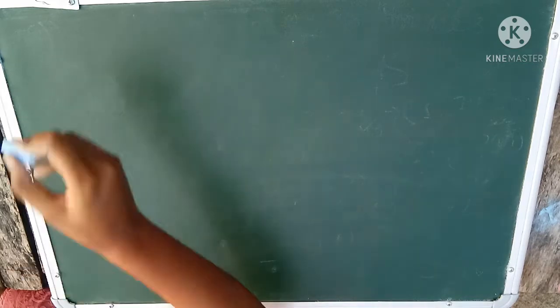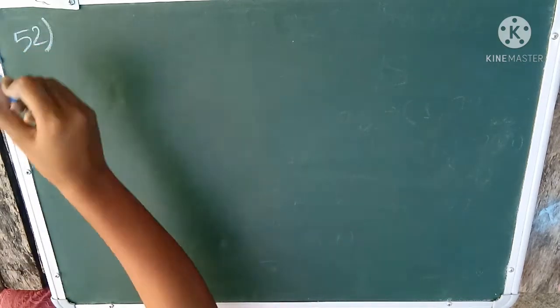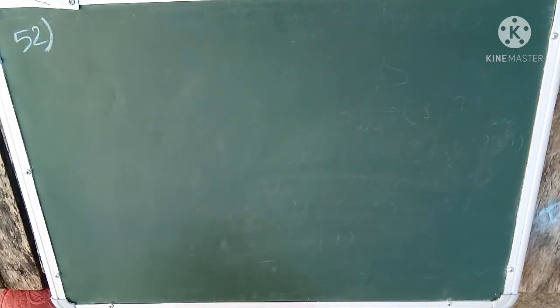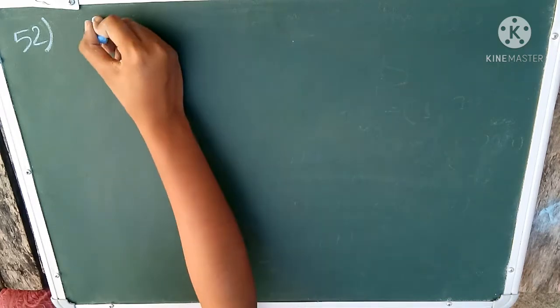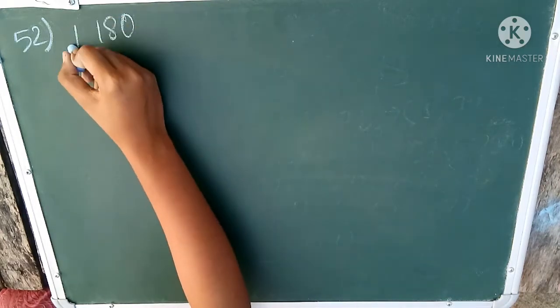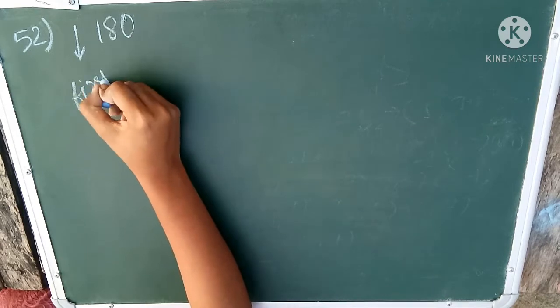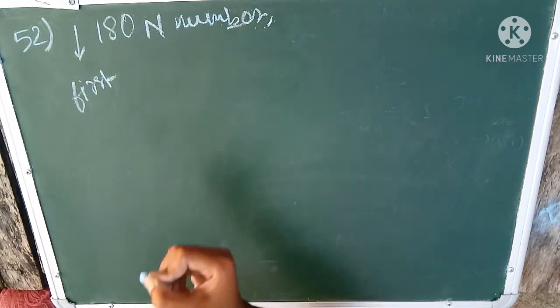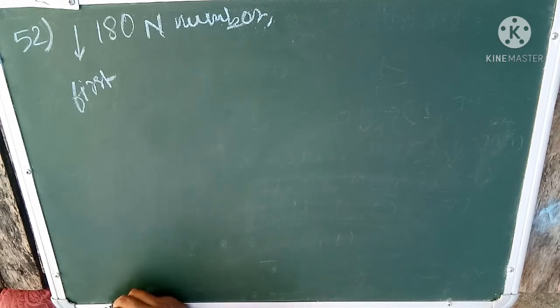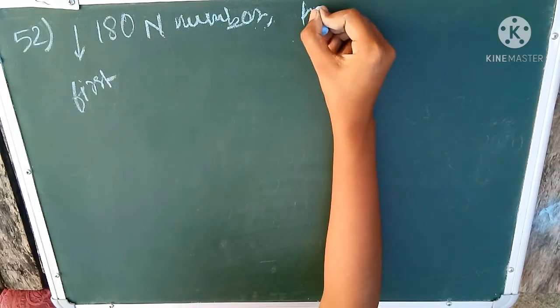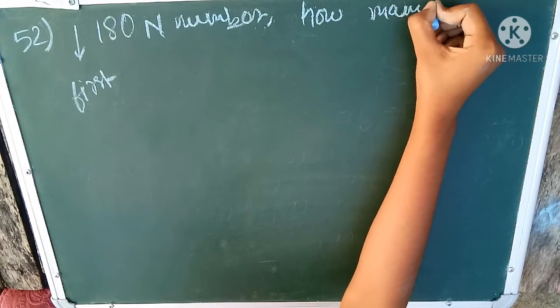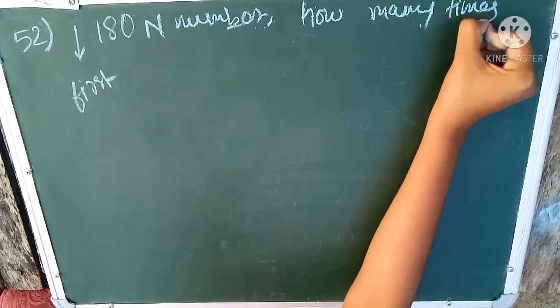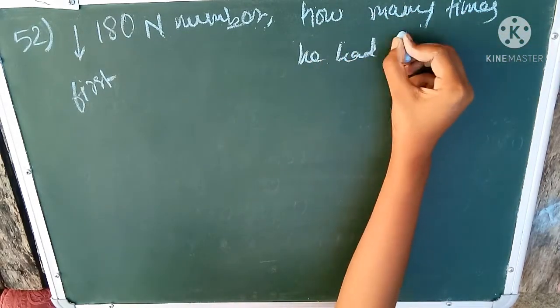So let's start with question number 52. Question number 52 says that Rahul wanted to type the first 180 natural numbers, and we need to find out how many times he had to press the number key.